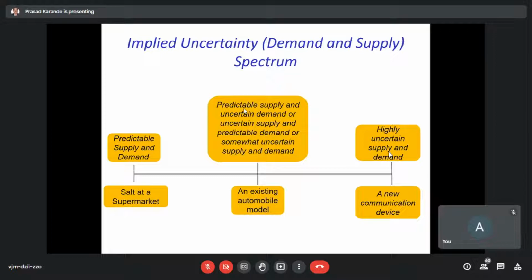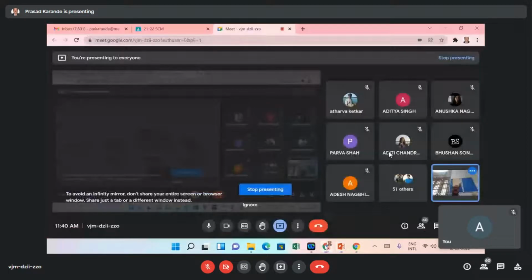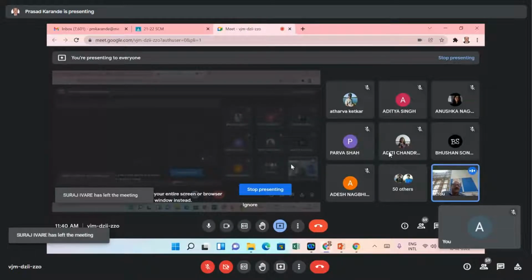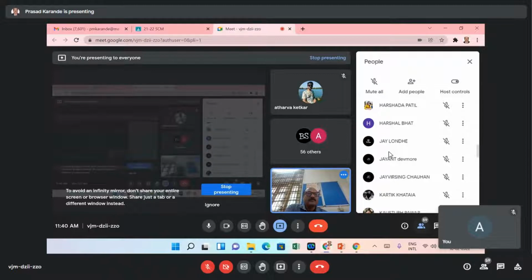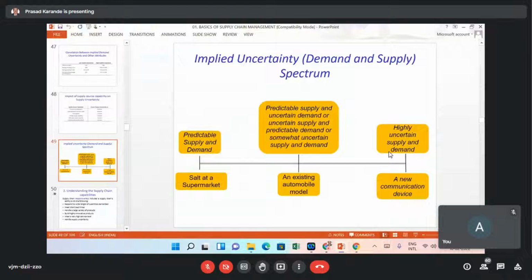If you take the example of communication devices, it is highly uncertain in supply and demand. What is the reason for communication devices? What do you think? Why is it so highly uncertain? Why is this segment or industry very highly uncertain? Which industry? The mobile industry, the communication device industry.